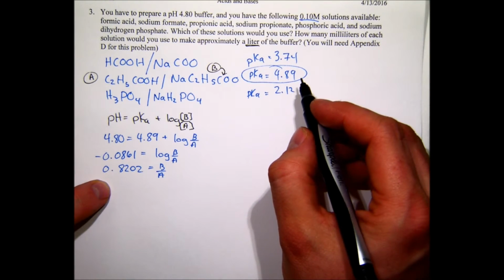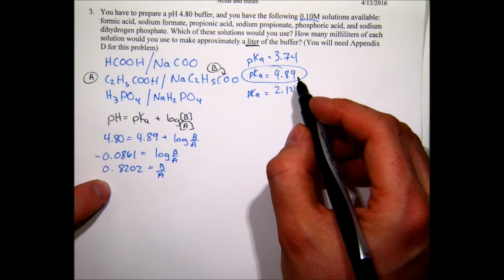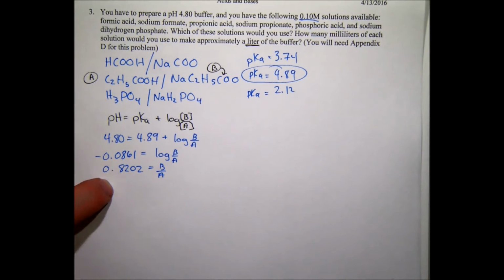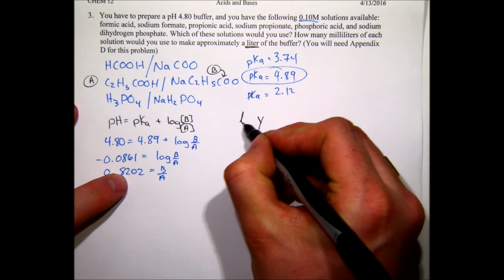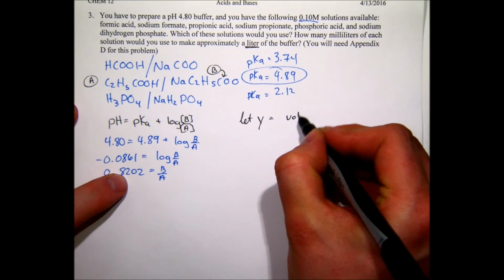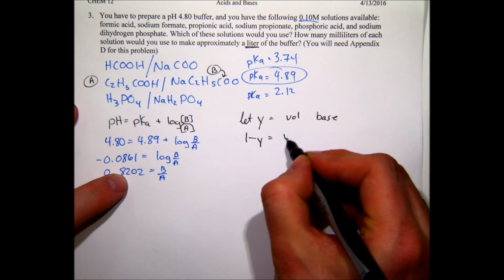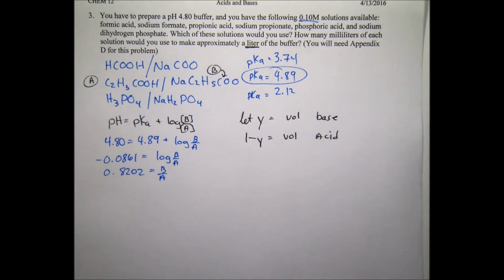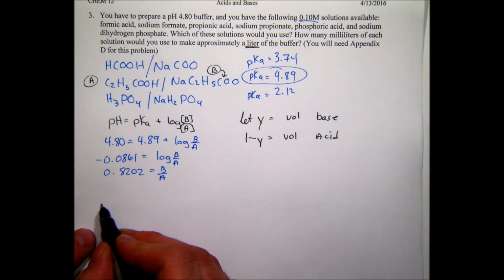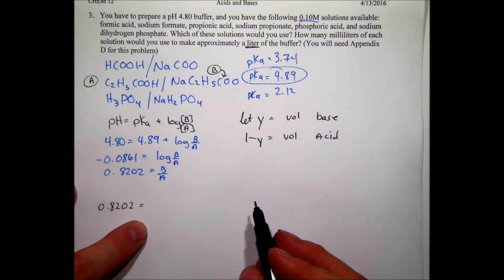So we have to make one of them an unknown. So I'm going to say let y equal the volume of the base, and therefore 1 minus y is the volume of the acid. So I know 0.8202 is equal to the concentration of the base.